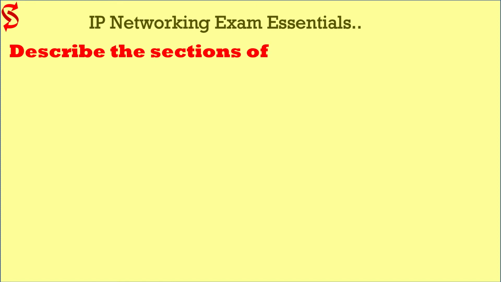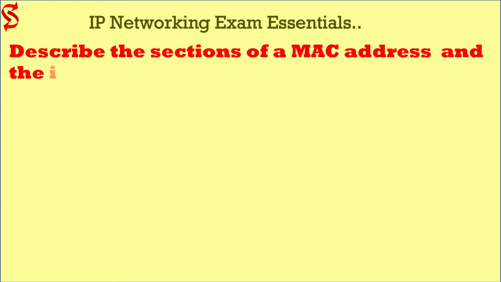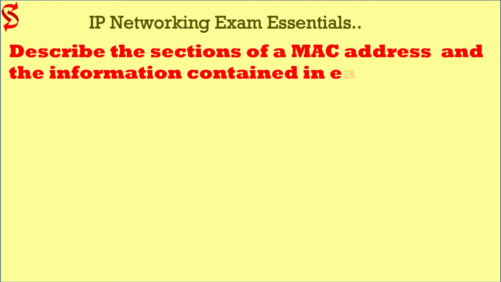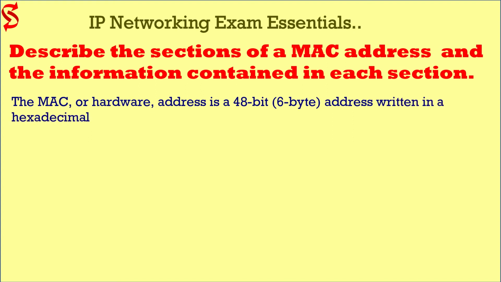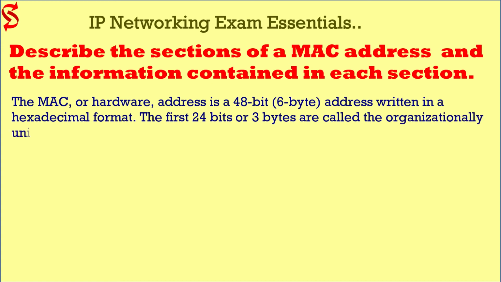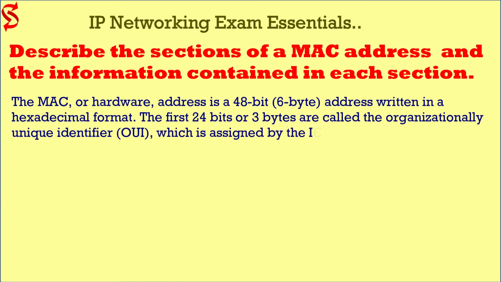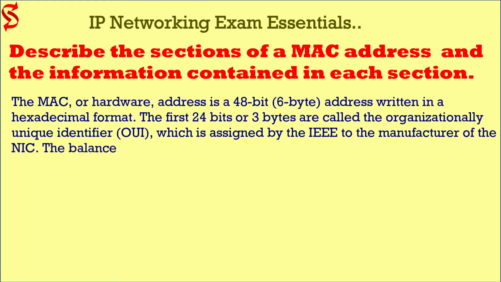The third question is, describe the sections of a MAC address and the information contained in each section. The answer is, the MAC or hardware address is a 48-bit address written in hexadecimal format. The first 24 bits, or 3 bytes, are called the organizationally unique identifier, which is assigned by the IEEE to the manufacturer of the NIC. The balance of the number, the remaining 24 bits, uniquely identifies the NIC.